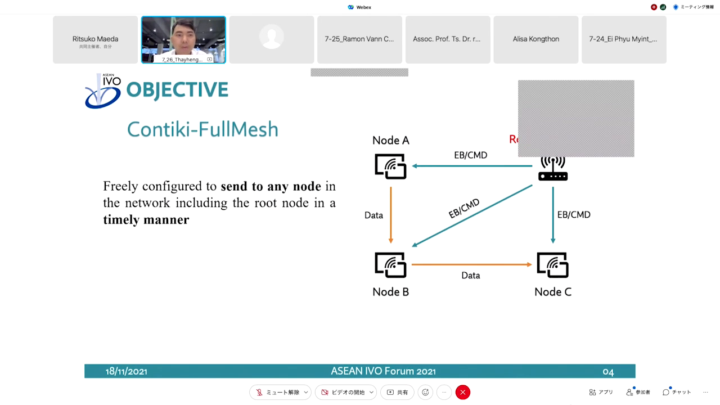So coming from the problem, the objective is to build a network solution where a node can transmit to any node in the network. If you can see here, node A can transmit to node B, node B can transmit to node C, and node C can transmit back to node A or whatever, meaning any node can send data to each other without going through the routing protocol or any other protocol. That is what we want to build, and we want to make sure it transmits in a timely manner.